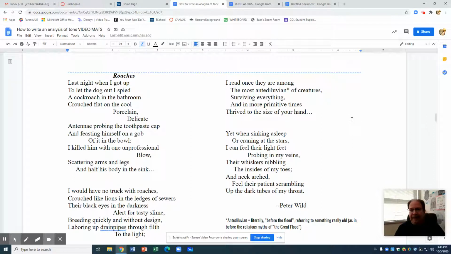So what exactly is the speaker, in terms of the voice that we hear in the poem? What is the speaker's attitude towards roaches? So this is a good opportunity to point out that the narrator of the poem, the speaker in the poem, the person who has gone through this experience that we read about in the poem, is not the author. The author is Peter Wilde.